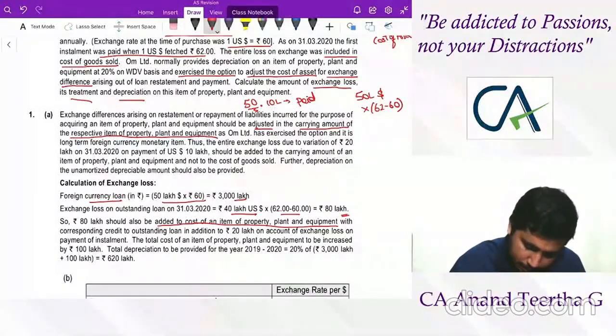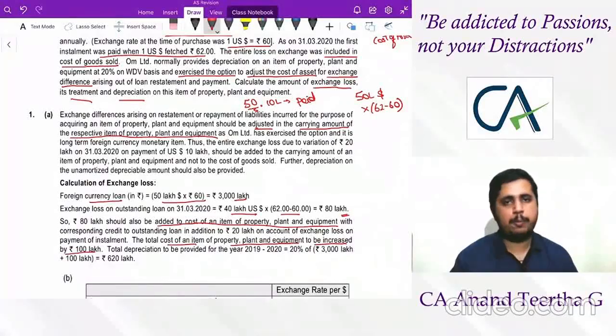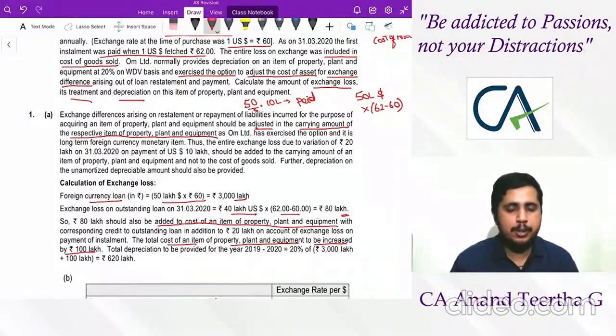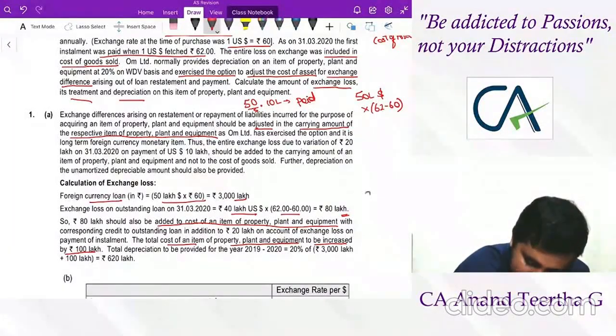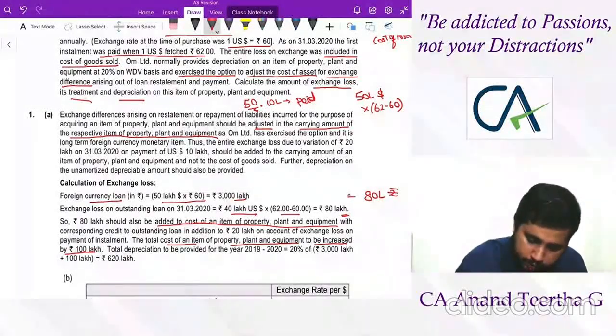Now, ultimately, if you could look into here, they are adding one more sentence. The total cost of property, plant and equipment to be increased by 100 lakh rupees. Now, why does 100 lakh rupees come into the picture? If you read the sentences, you will understand what explanation I gave. But I will now give more importance towards numbers. How did 100 lakh come into the picture? See, 80 lakh rupees is your exchange rate difference on the loan.